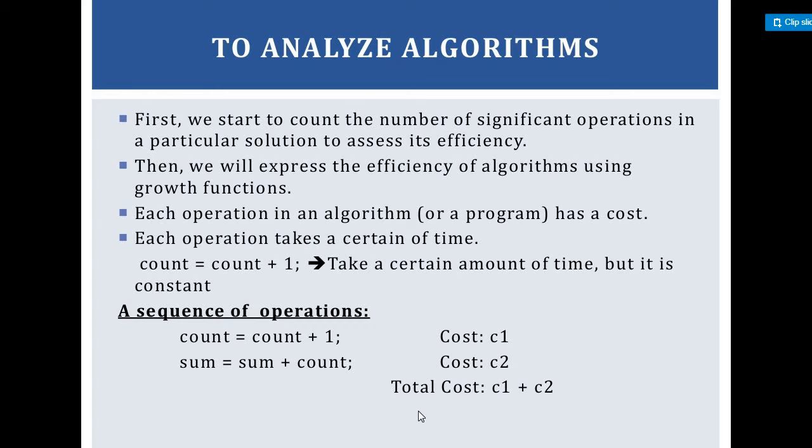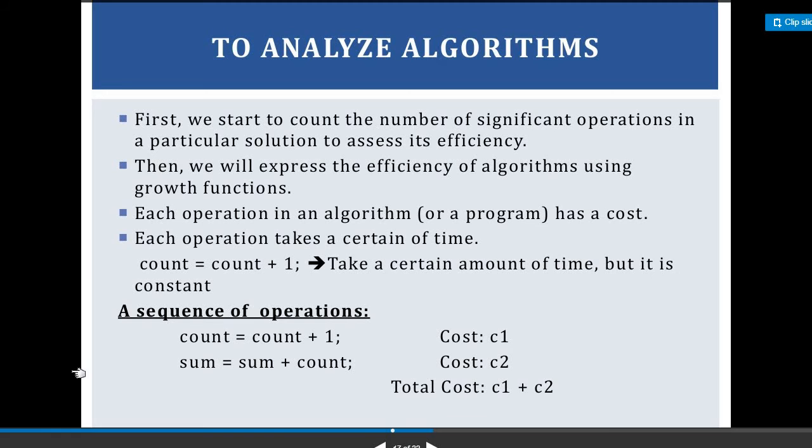Then we express the efficiency of the algorithm using growth functions. Each operation in an algorithm has a cost. Each operation takes a certain amount of time. Count equal to count plus 1 takes a certain amount of time, but it is constant. For a sequence of operations, count equal to count plus 1 and sum equal to sum plus count, the cost is C1 for count and C2 for sum, so the total cost is C1 plus C2.